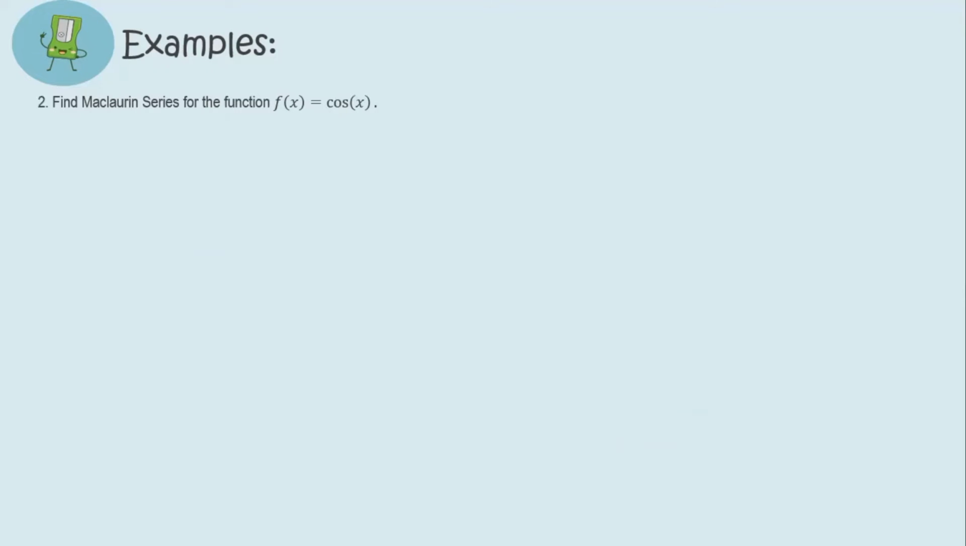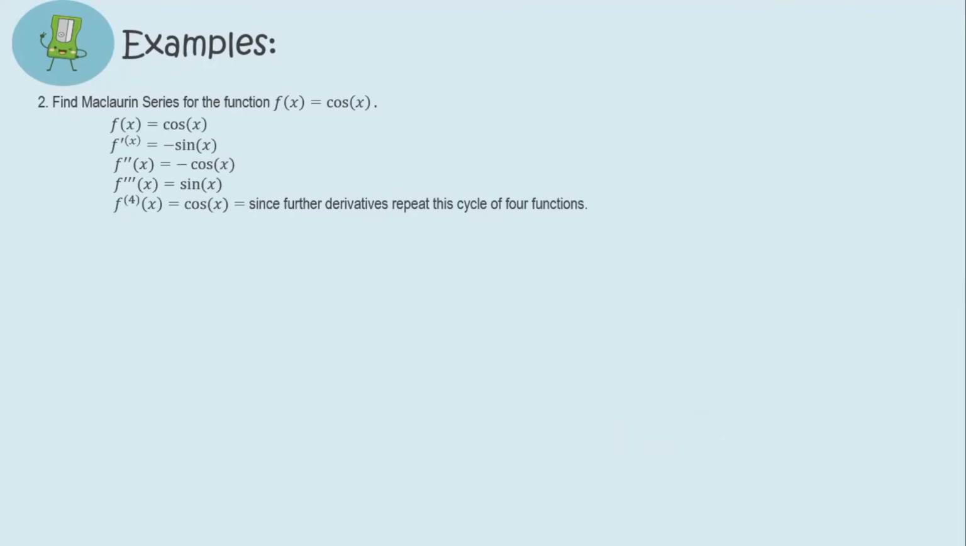Next, example number 2. Find the Maclaurin series for the function f of x is cosine x. So f of x is cosine x. The first derivative is negative sine x. The second derivative is negative cosine x. The third derivative is sine x, and the fourth derivative is cosine x. Since further derivatives repeat this cycle of four functions. Evaluate the function and derivatives at c, which is 0. So f of 0 is 1, the first derivative is 0, the second derivative is negative 1, the third derivative is 0, and the fourth derivative is 1.